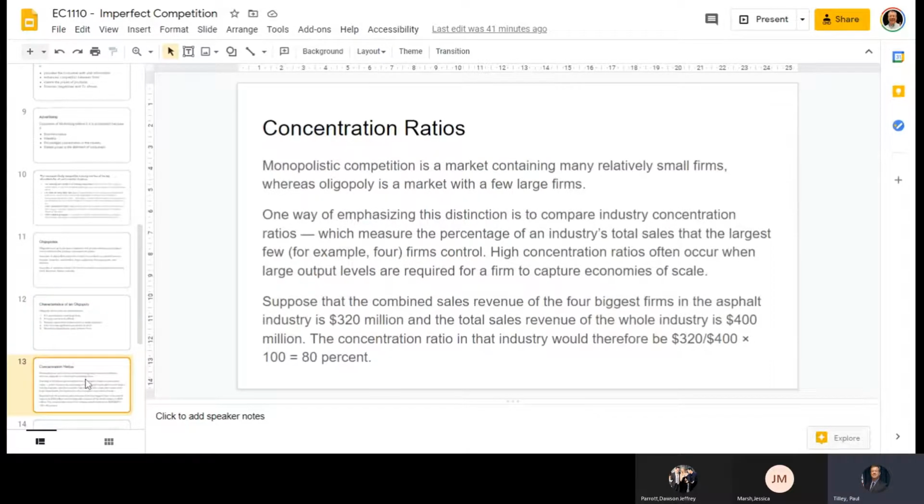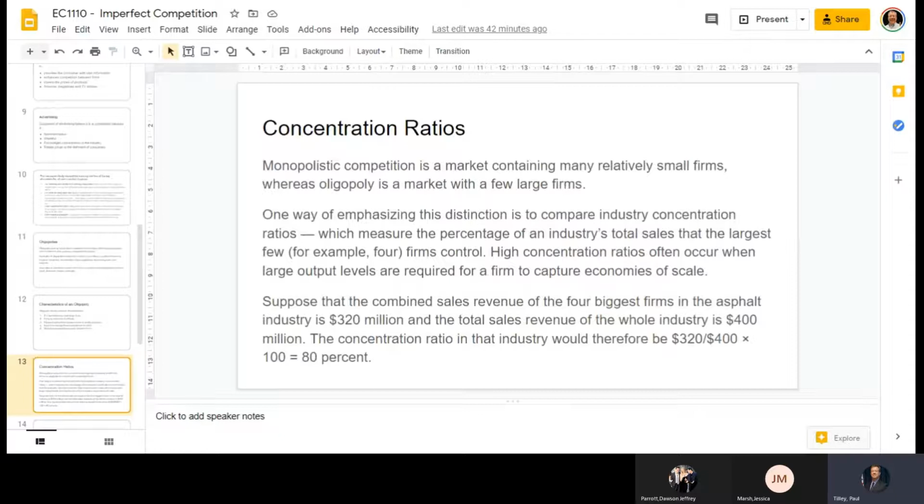There is a neat little term that we can use. It's a measure, like a barometer of how competitive a market is or how concentrated a market is, and it's called the concentration ratio. So monopolistic competition is a market containing many relatively small firms, whereas oligopoly is a market with a few large firms. One way of emphasizing the distinction is to compare what's called industry concentration.